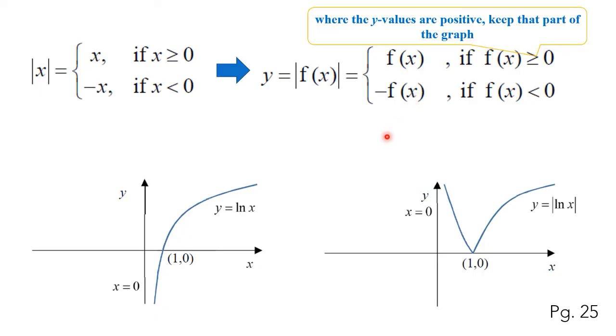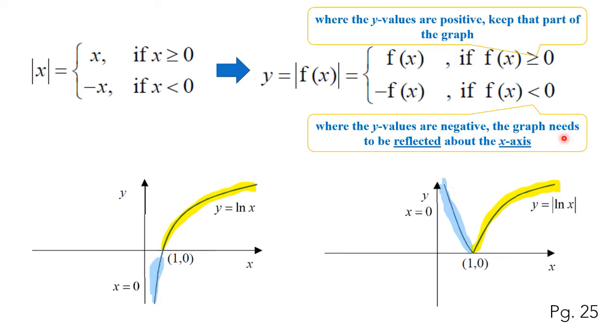All right. So how does this work out in a graph? We look at this example of y equals ln x. So the positive region will stay the same because it's positive anyway. But this region that is in the negative y values, this portion will have to be reflected up. Okay, so where the y values are negative, we will reflect the graph about the x-axis.